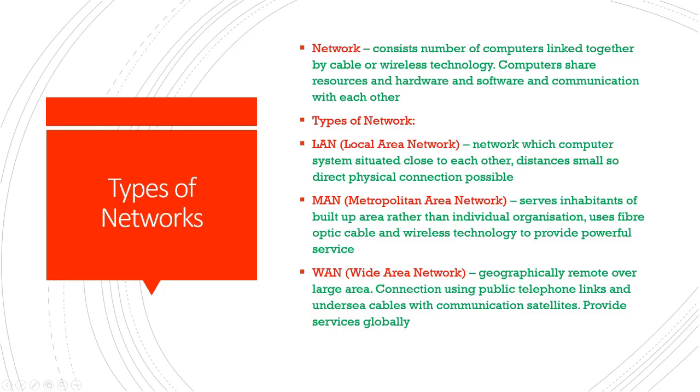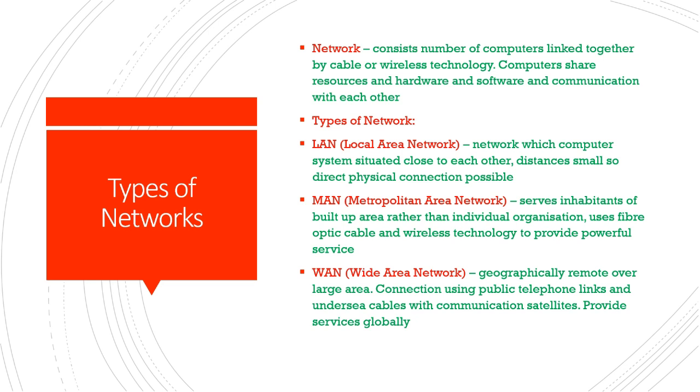So networks, you cover them at GCSE in IT or digital technology. I think you do a wee bit of AS as well, whenever you need to know definitions. Essentially, a network consists of a number of computers that are linked together by a cable or sometimes wireless technology. These computers will share resources, hardware and software, and communicate with each other. And there are three types of network you need to know.